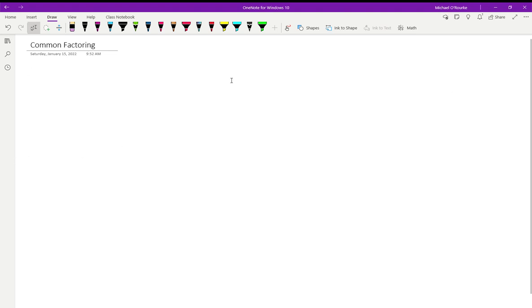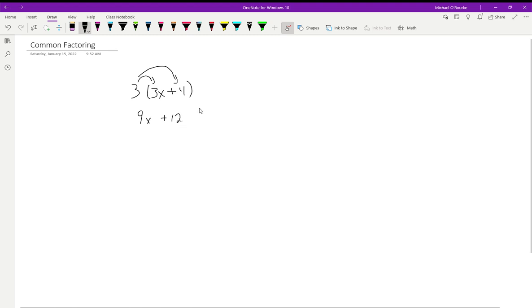Okay, so now we're going to do common factoring. And common factoring is exactly the opposite of distribution. If you remember distribution, 3 times x plus 4, we distributed the 3 into the equation. With common factoring, what we're going to be doing is taking something out of the equation.